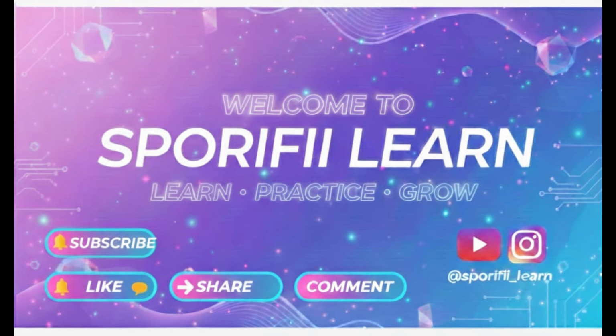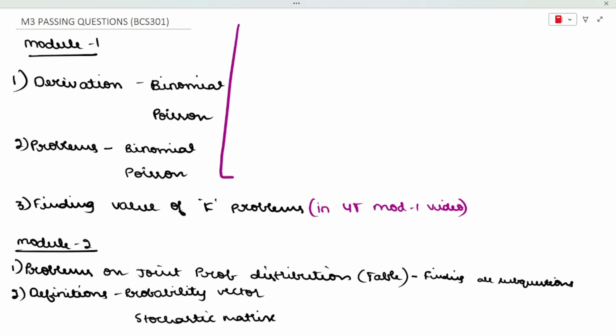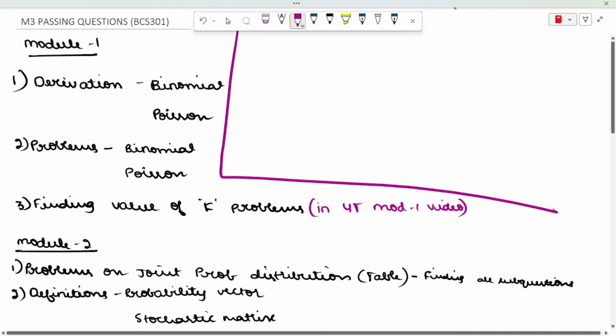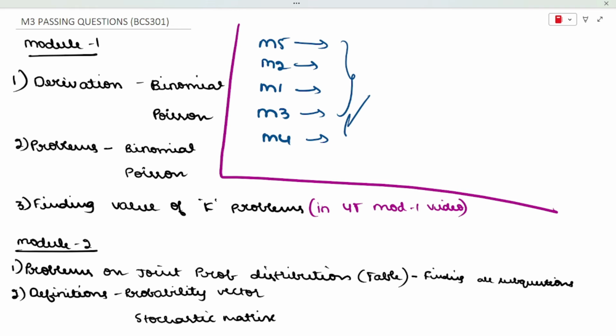First, if you have not started the preparation yet, here is what to do. The first module you need to study is M5. Complete module 5 first, and I'll say what topics to study. Next you can study M2, then M1, then M3, then M4. In this order you need to study. I'll be explaining the topics here.